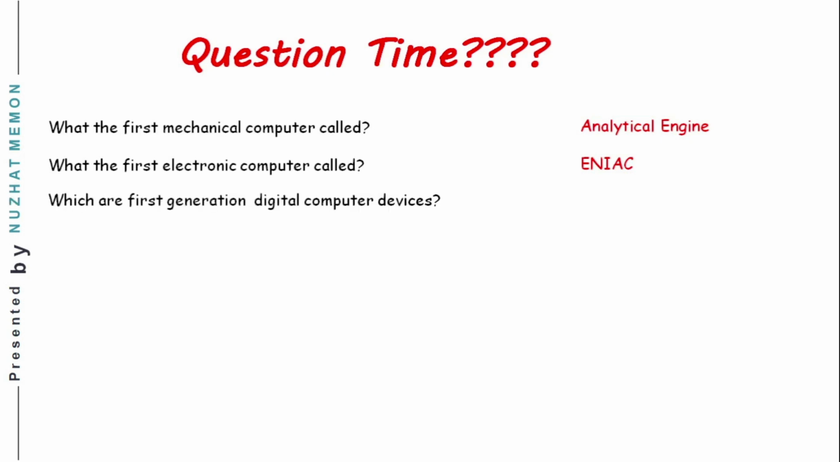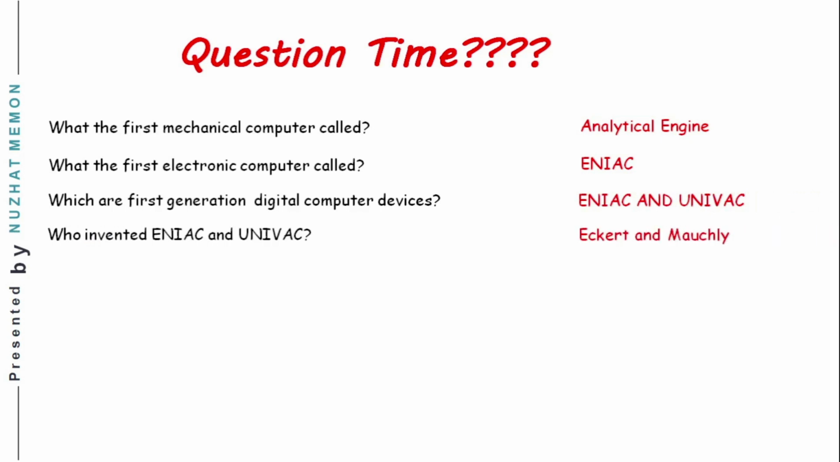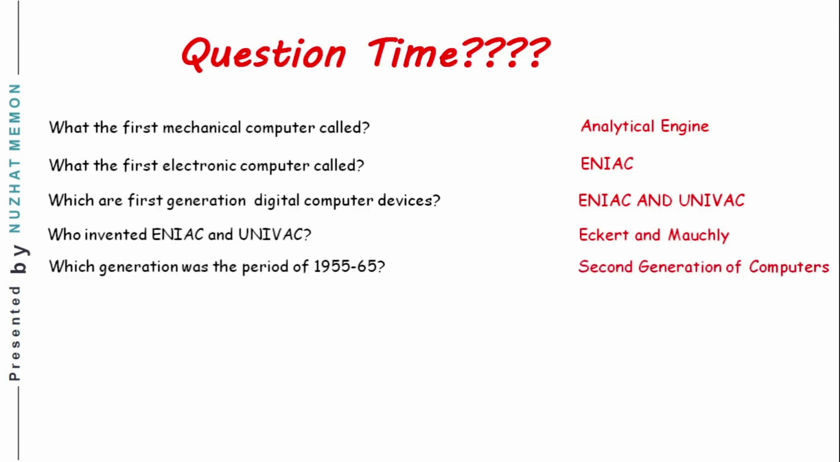Then we have, which are the first generation digital computer devices? The first generation digital computer devices were ENIAC and UNIVAC. Who invented ENIAC and UNIVAC? Eckert and Mauchly invented ENIAC and UNIVAC. Then which generation was the period of 1955 to 1965? Here second generation of computers will be the correct answer. The first generation was from 1945 to 1955 and second is from 1955 to 1965.